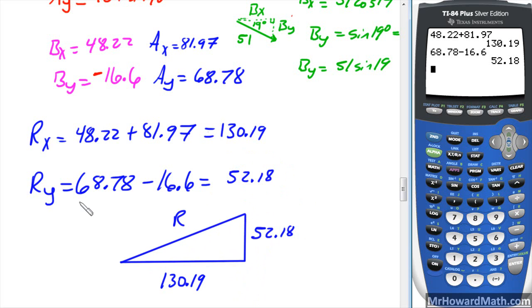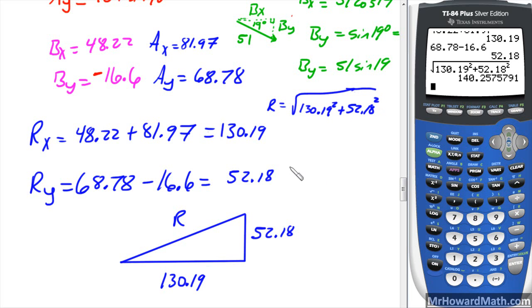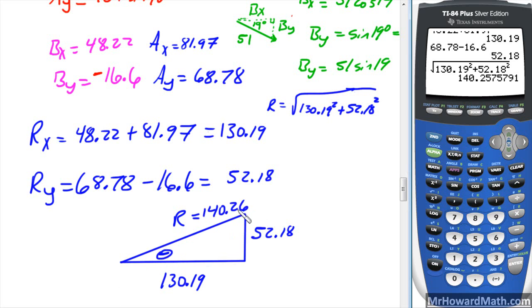We can use Pythagorean theorem here to find the magnitude of that vector. So r is equal to the square root of 130.19 squared plus 52.18 squared, just using Pythagorean theorem. So let's type that in the calculator. 130.19 squared plus 52.18 squared. And we're square rooting that quantity, and we get 140.26. So our resultant magnitude is 140.26. And then we need direction, so we need this angle theta here.